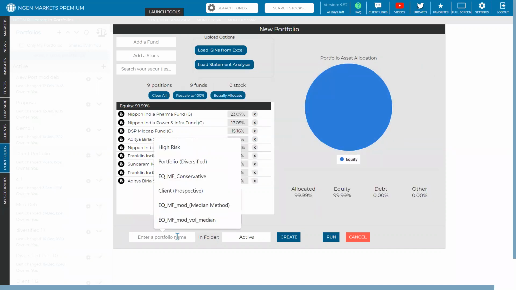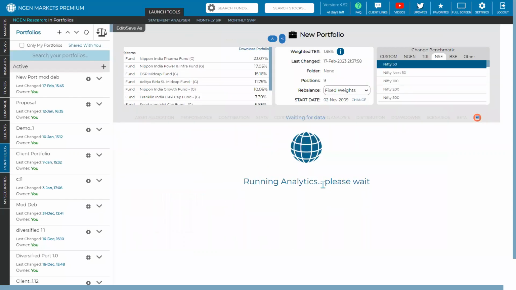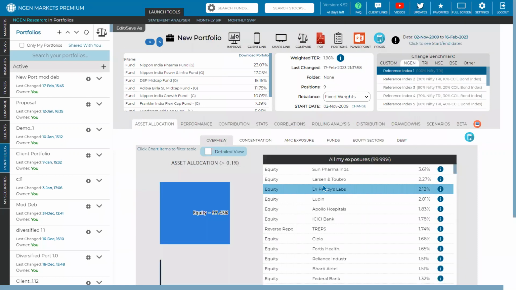And secondly, once you save this portfolio and run it, we are going to review this portfolio based on the three parameters. The first parameter is the asset allocation. As you can see, this is the new portfolio onboarded into the system, and there are a couple of things we need to review before going ahead with the performance and the contribution of any portfolio as well.